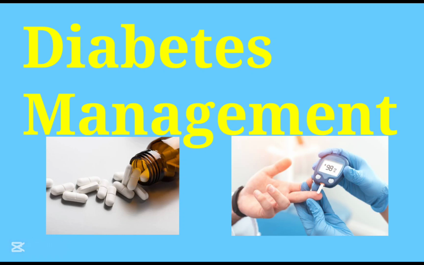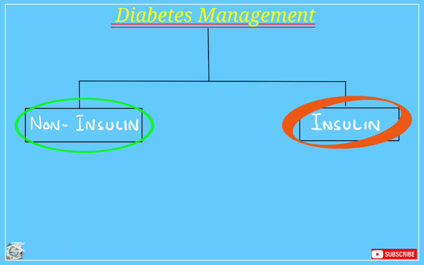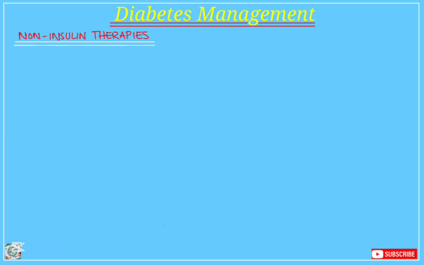So let's get started. In today's lecture, I will be talking about the different therapies used in diabetes. To make it simple, I have classified them into two main types. The first one is non-insulin therapies, which include both oral and injectable medications. And the second one is insulin therapy. I will be starting with exploring the non-insulin therapies in detail, and then we will move on to the insulin therapy. Today I will be discussing the 11 non-insulin medications used in the diabetes treatment.